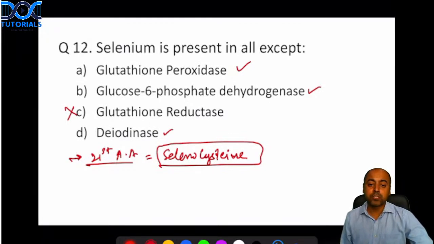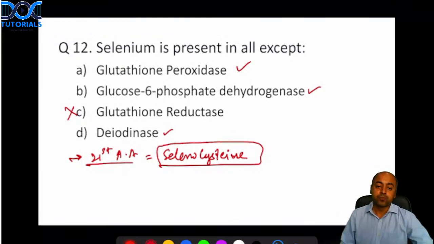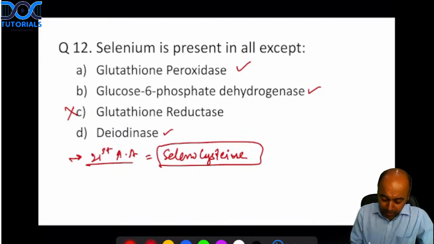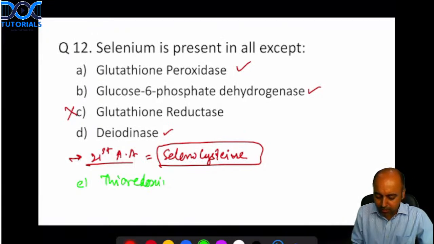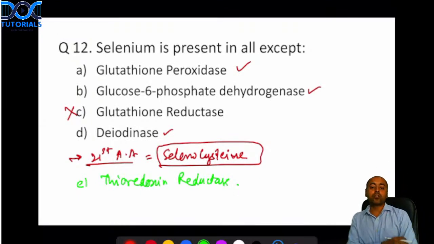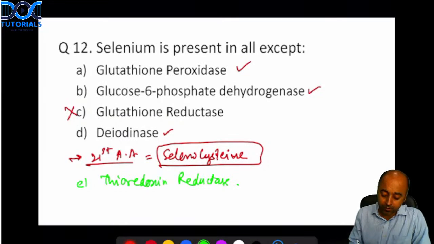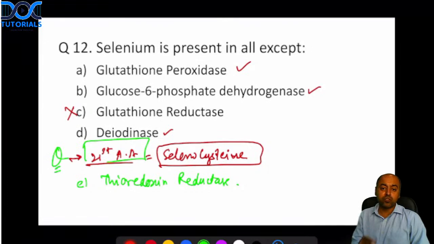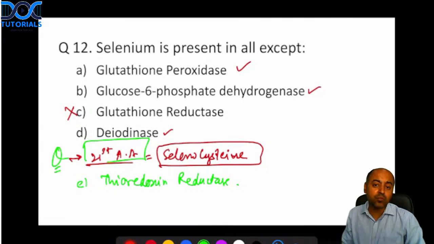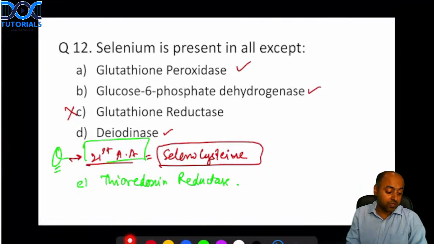Okay, so it is present in the selenocysteine. It is present in the glutathione peroxidase, G6PD, and the deiodinase. Another enzyme where it may be present is thioredoxin reductase. Because it is the 21st amino acid, a lot of questions will come on this. You have to remember the name of the important enzymes where it is present in the active site.